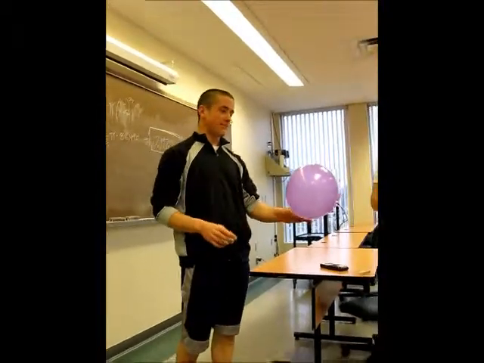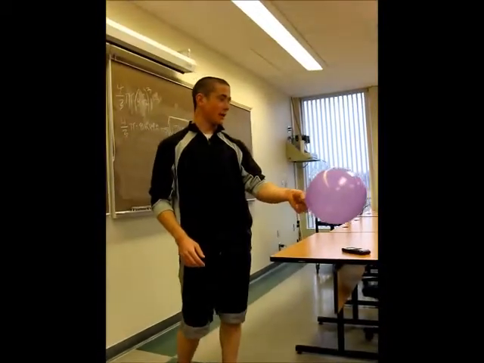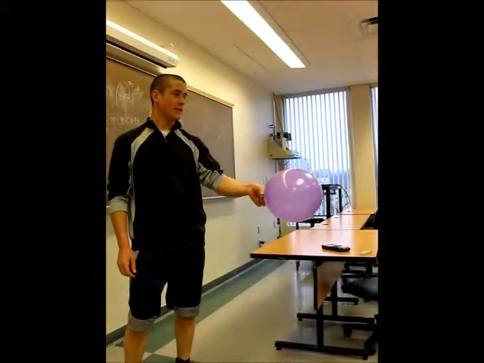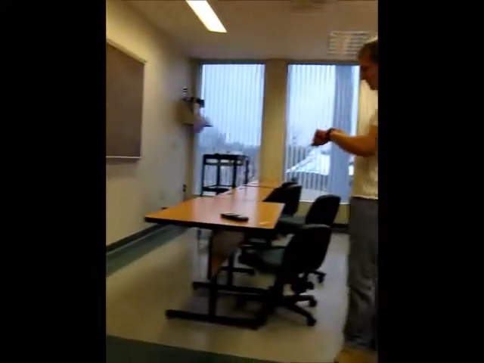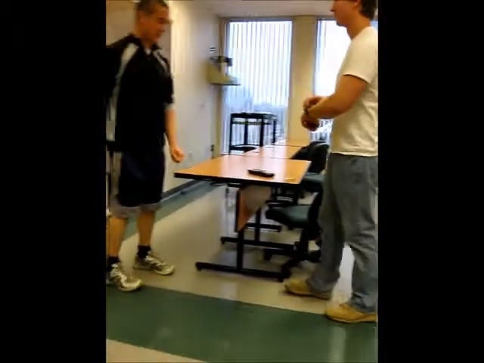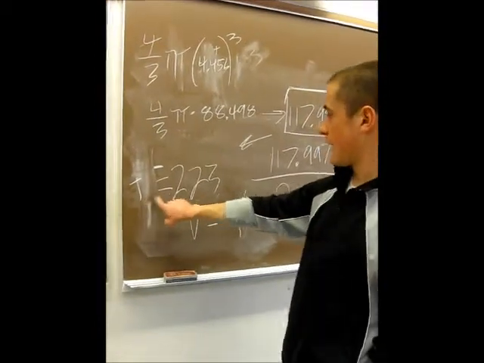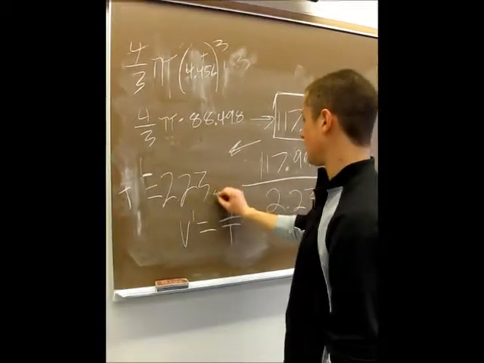So first of all, we're going to find the rate that the volume is changing by letting go, and Isaac's going to time it. Say go when you're ready. Ready, set, go. 2.23 seconds. So the time that it took for the balloon to deflate was 2.23 seconds.